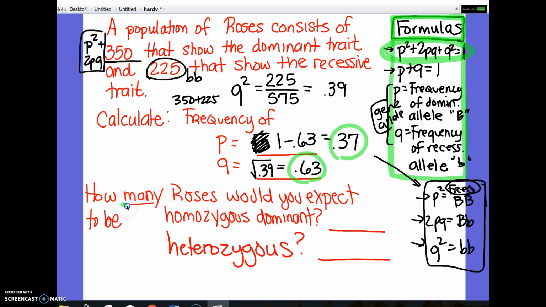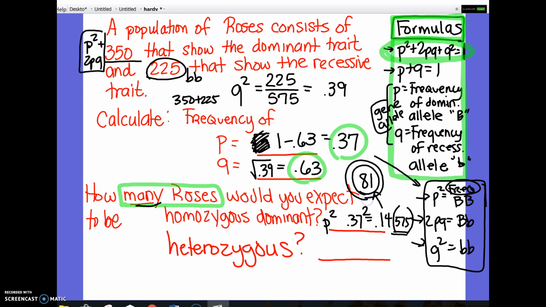Okay, second part of the question: how many roses would you expect to be homozygous dominant? This goes back to the part that you have to know. Remember that homozygous dominant is p squared. Well, we have p, so 0.37 squared is going to give us p squared, and that is 0.14. But that's p squared. That's not how many roses. So 0.14 times the total number in our population, and it is always the total in the population that you multiply by for this, not just the dominant ones, very important. That is going to give us how many we would expect. And you would be told to round to the nearest whole number, which would give us about 81.